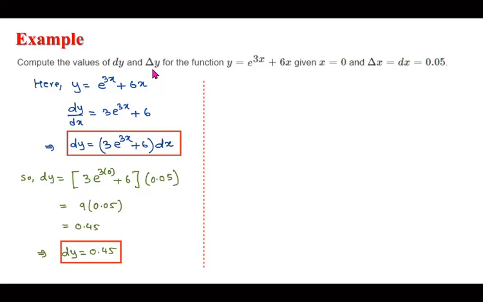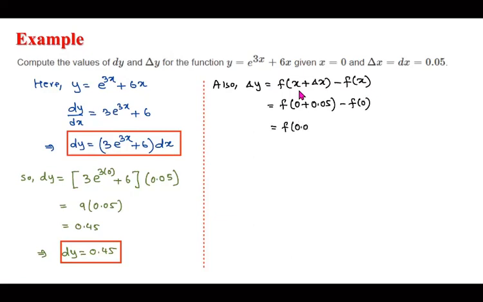Now if you remember from your textbook, delta y is equal to f of x plus delta x minus f of x. Because delta y is the change in the y value. That is the new y value minus the previous y value. That is the change in y value, which is equal to f of, we are doing all that for these values given here. So x is 0, 0 plus 0.05 minus f of 0, which is equal to f of 0.05 minus f of 0.